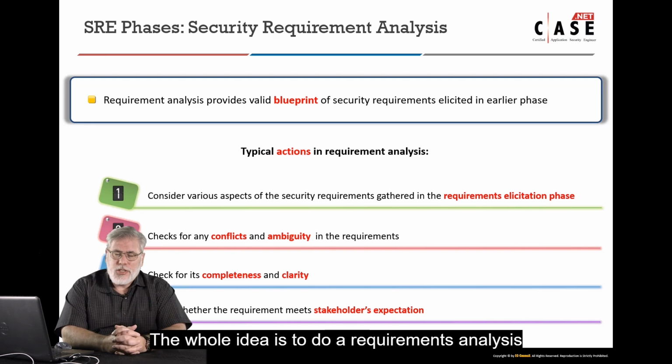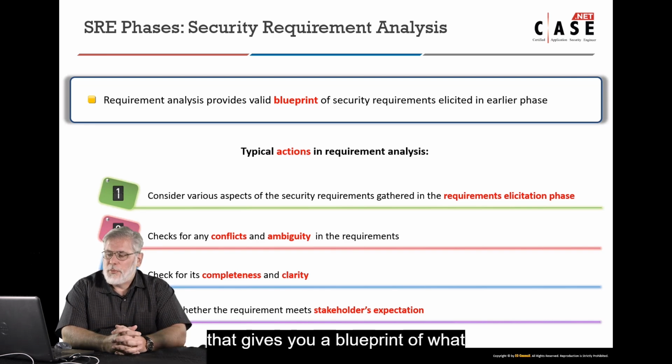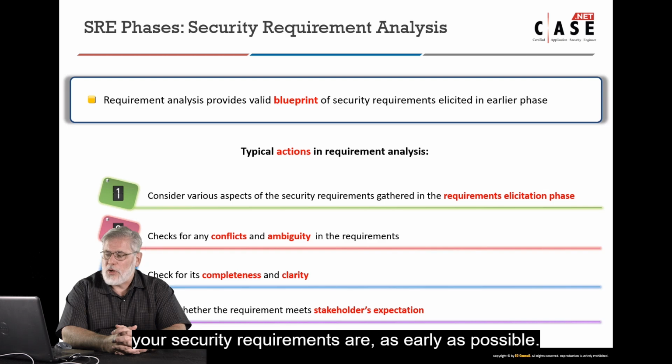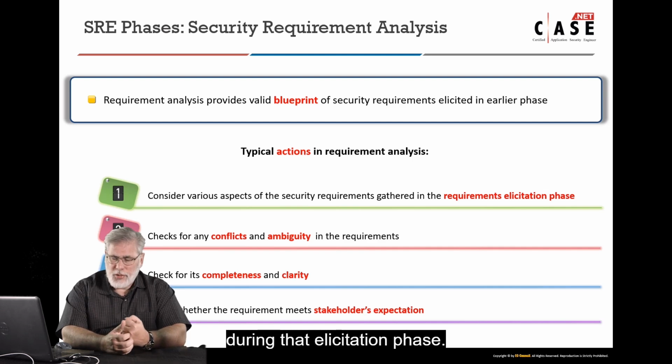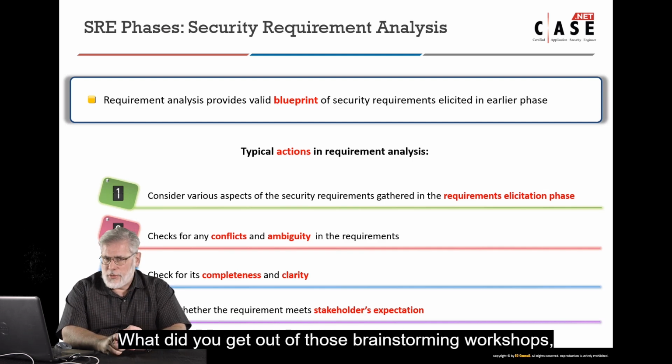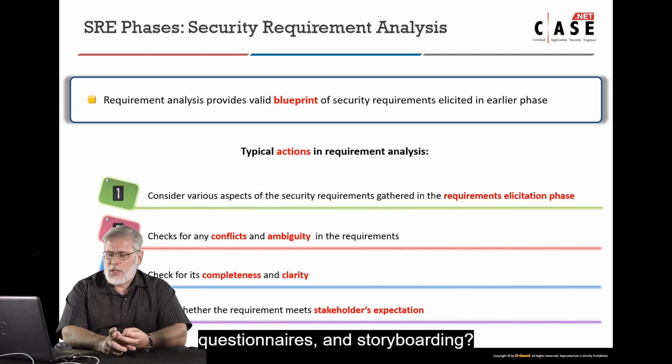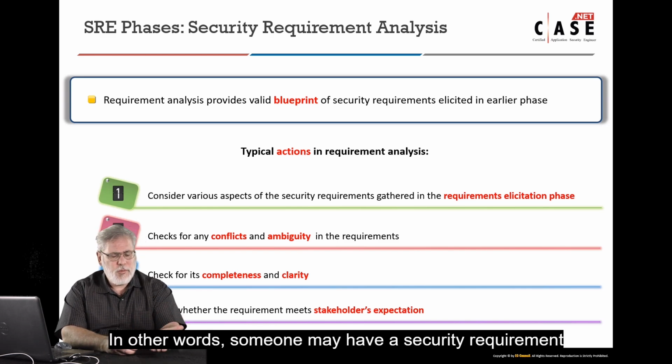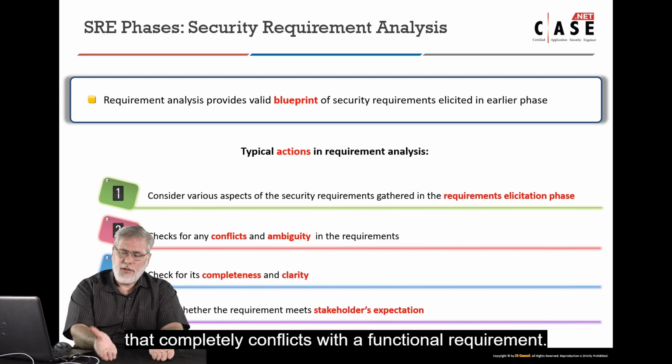The whole idea is to do a requirements analysis that gives you a blueprint of what your security requirements are as early as possible. So you look at all the aspects of security requirements that you gathered during that elicitation phase. What did you get out of those brainstorming workshops, questionnaires, and storyboarding? Look for any conflicts or ambiguity. In other words, someone may have a security requirement that completely conflicts with a functional requirement.